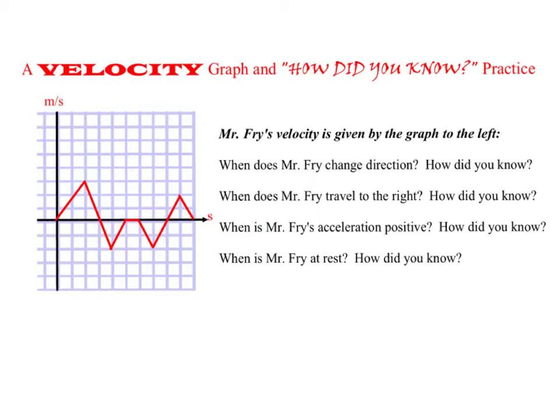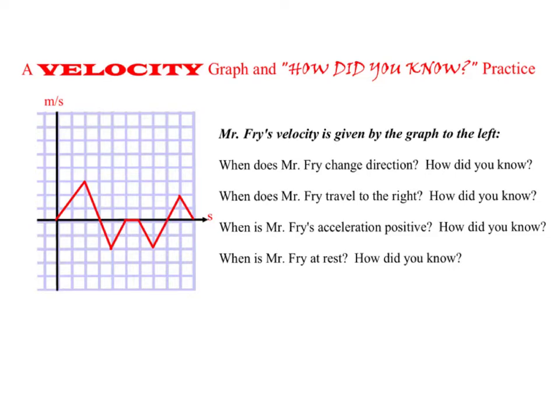Finally, one more, how did we know that graph? This is Mr. Fry's velocity. Okay, so let's just kind of track our way through this. Positive velocity, so he's moving forward, then backward, then standing still, then backward, then forward. Okay. When does Mr. Fry change directions? Well, at time 3 and at time 8.